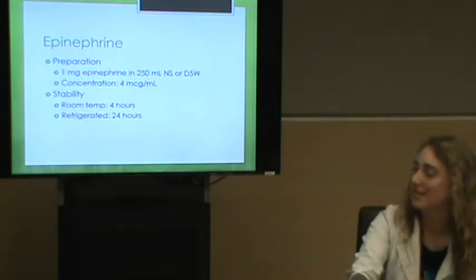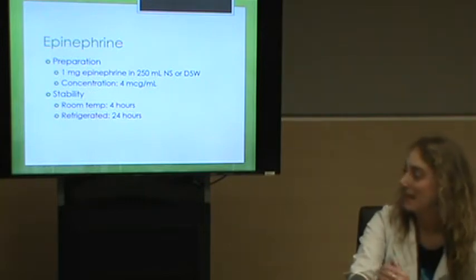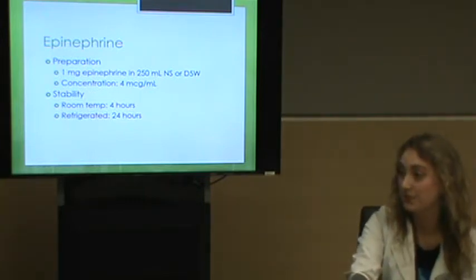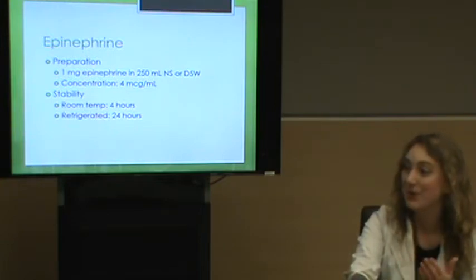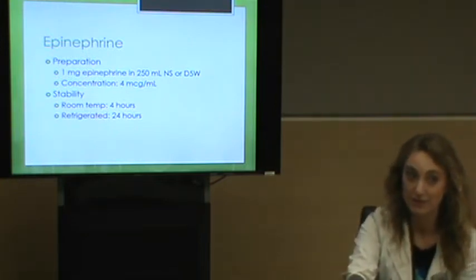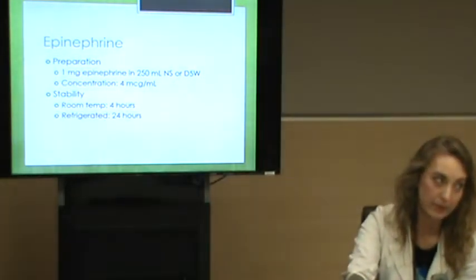In terms of preparation, again, we'll make them for you. But it has a short stability at room temp, so it needs to be started pretty quickly. It doesn't mean that that 4 hours is how long it's stable once it's already infusing. It just has to be started within that 4-hour time period.